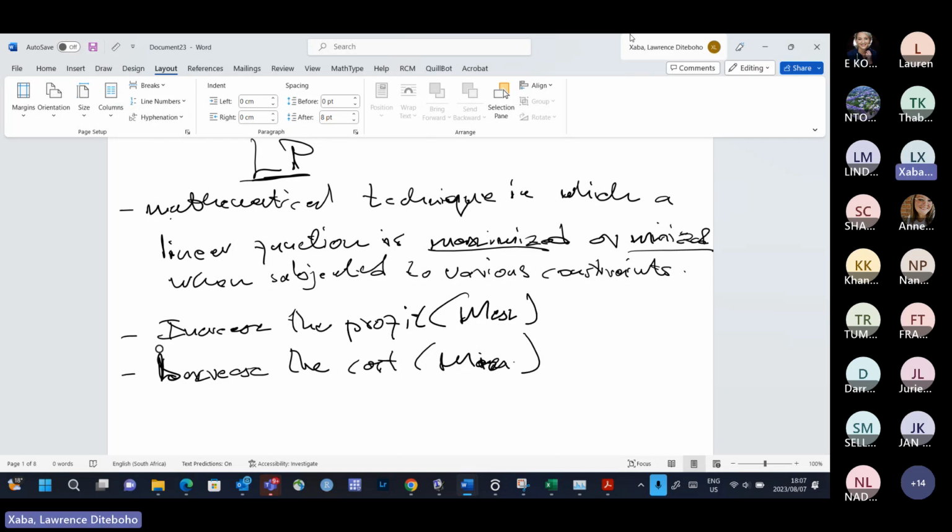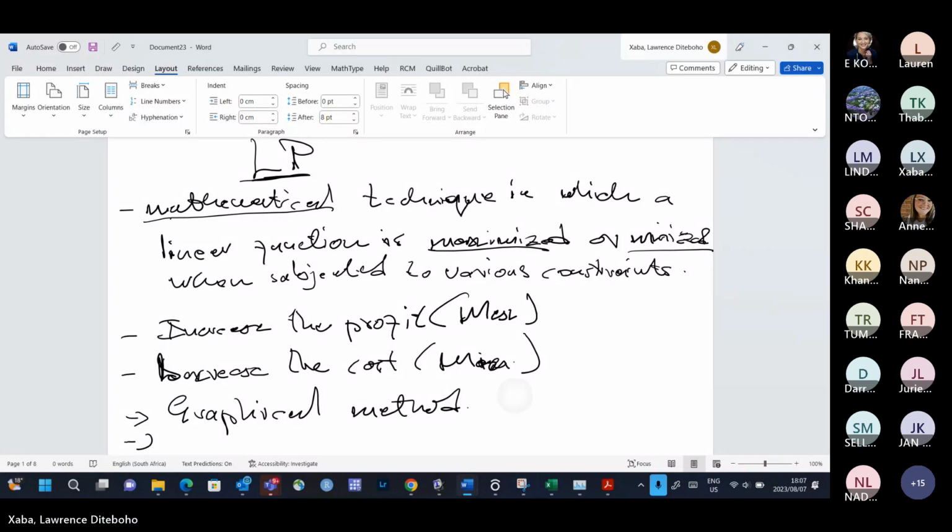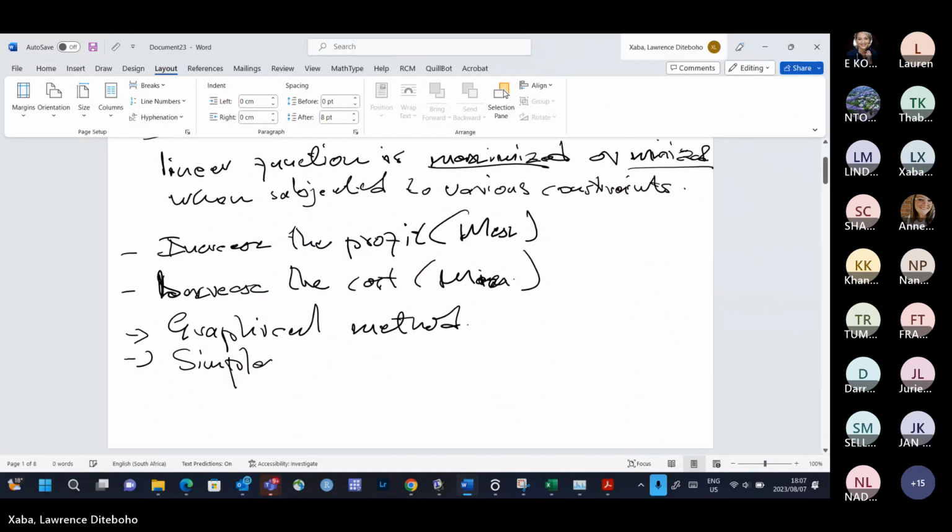So for us to do this, like we are saying, this is a mathematical technique. This technique, which is LP, has other methods found under it. The methods that you find under LP: the first one is the graphical method. Two, we have the simplex method. And these two methods have conditions.